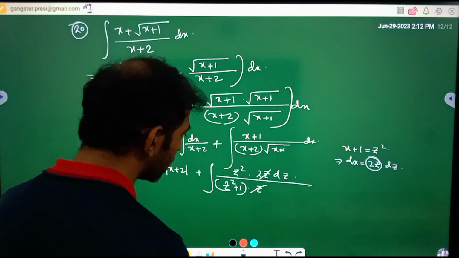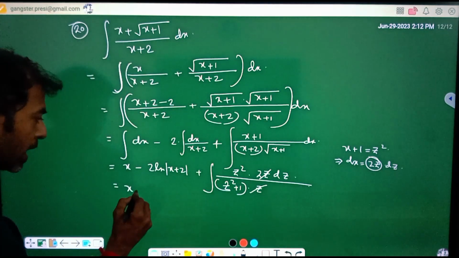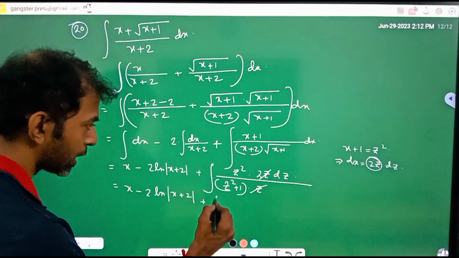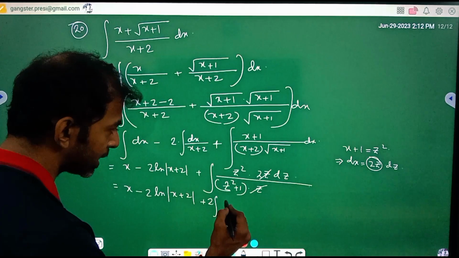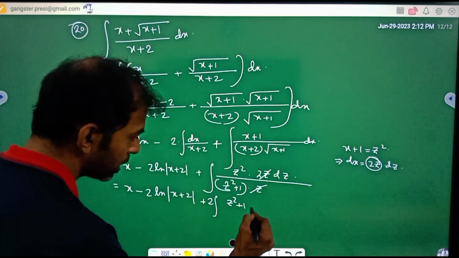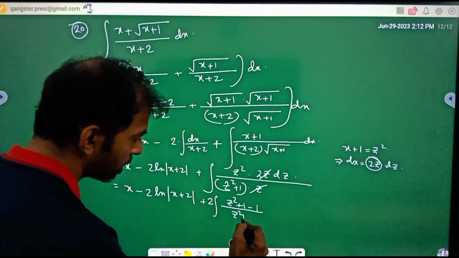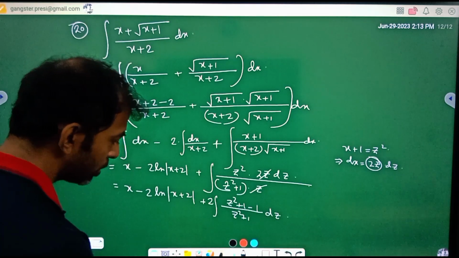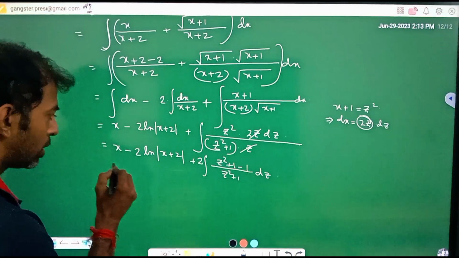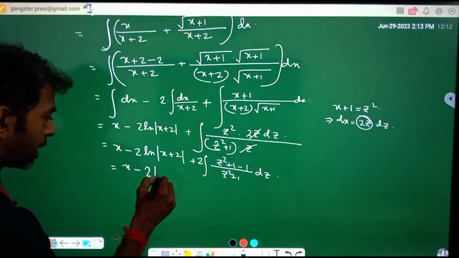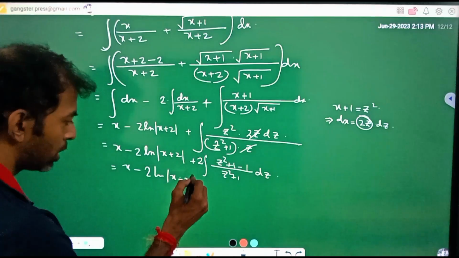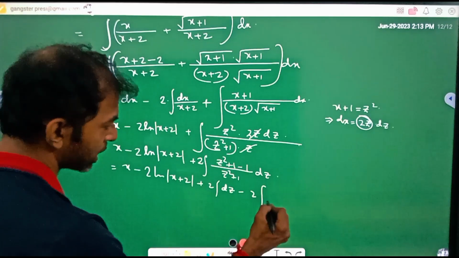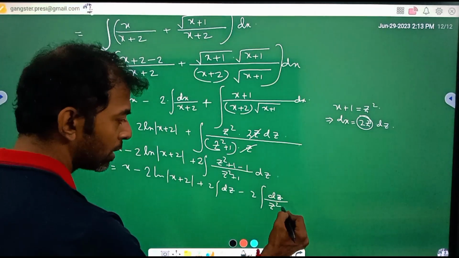So z cancels each other. So the total result will be x minus 2 log mod x plus 2, plus integration 2 comes outside, z square plus 1 minus 1 divided by z square plus 1 dz. After that, I am just going to shift this one, and the result will be x minus 2 log mod x plus 2 plus 2 integration dz minus 2 integration dz by z square plus 1.